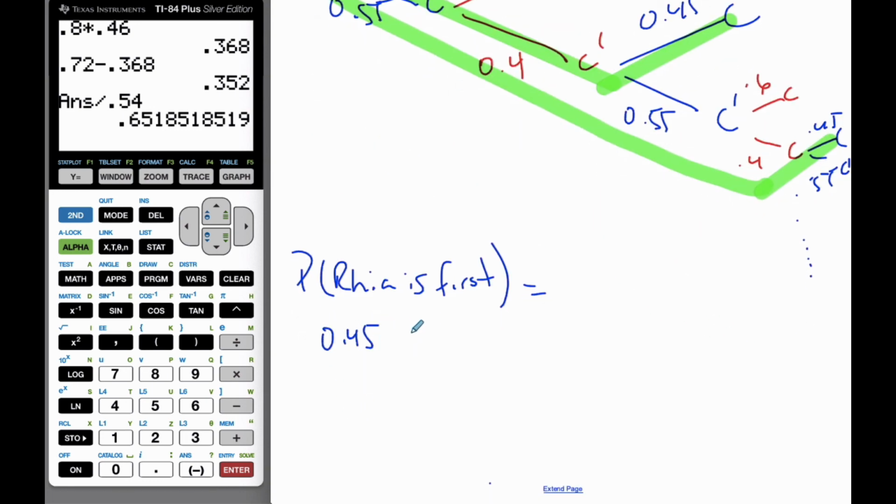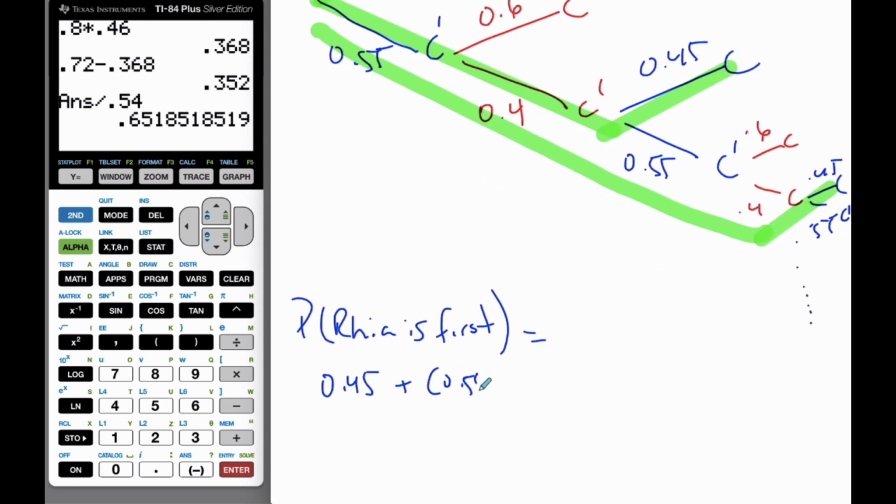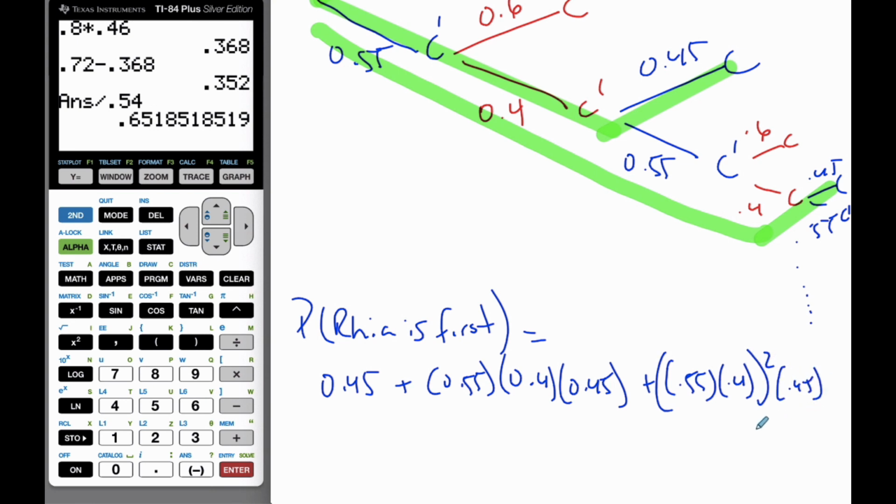That's the first way. Or it could be on this one over here where she goes 0.55 times 0.4 times 0.45. That's the success. The next one is going to go 0.55 times 0.4 times 0.55 times 0.4 times 0.45. So it's 0.55 times 0.4 squared and then times 0.45. And that is going to continue on forever.